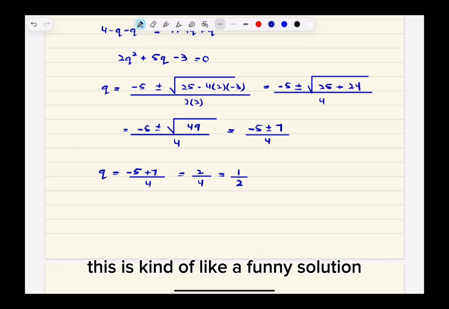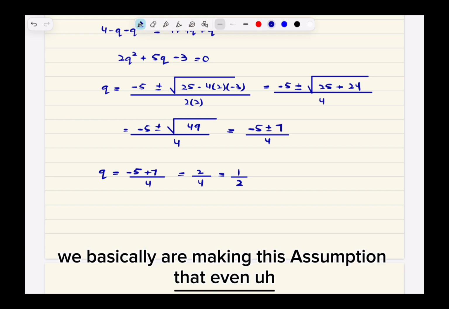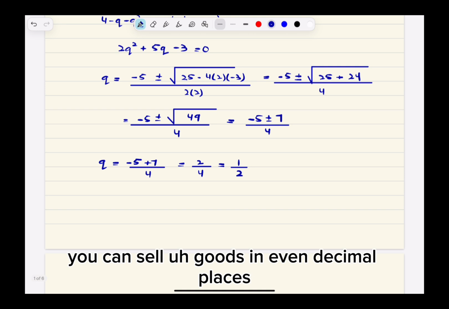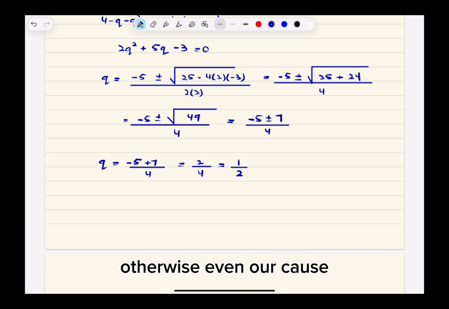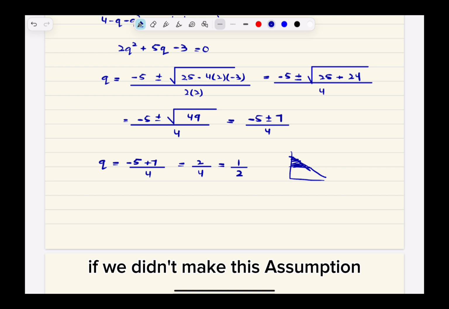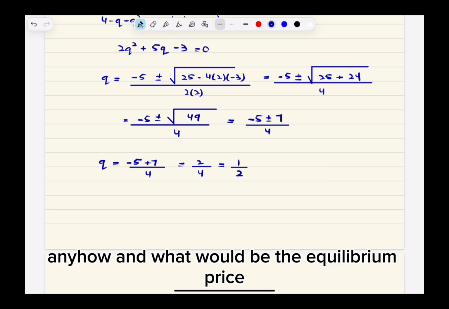Even this is kind of a funny solution because it's like saying I'm selling you half of a car. But in economics, we are making the assumption that you can sell goods in even decimal places. Otherwise, our consumer surplus wouldn't be this whole shaded region if we didn't make this assumption. Anyhow, what would be the equilibrium price?